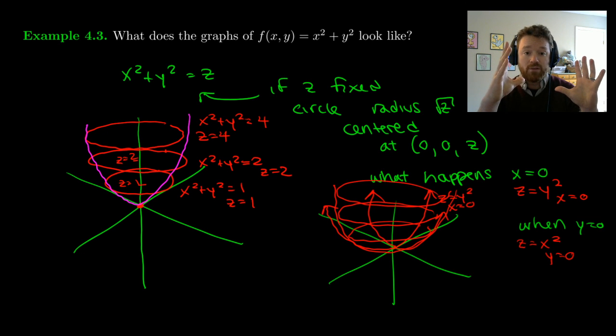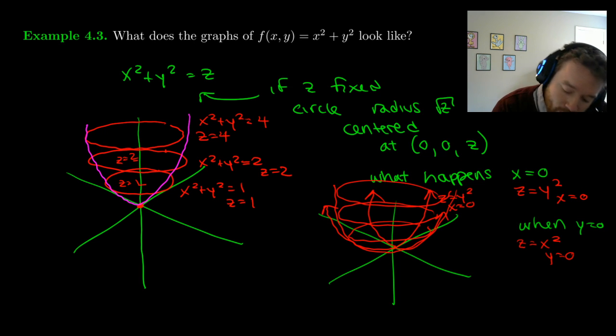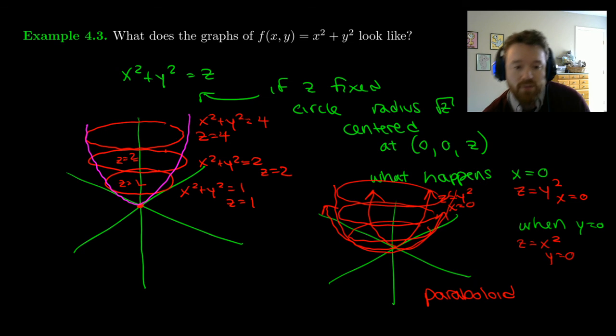Or if you think about it from Calc 2, this is one parabola that's spun around the z-axis. This is called a paraboloid. And this is our first sort of very complicated looking, but very simple to state and eventually very easy for you to draw and recognize, our first three-dimensional surface, a paraboloid.